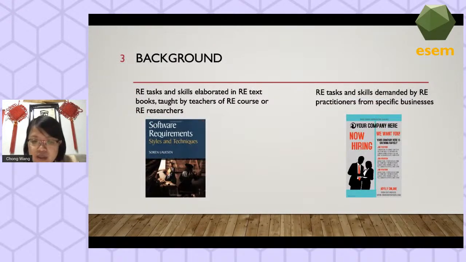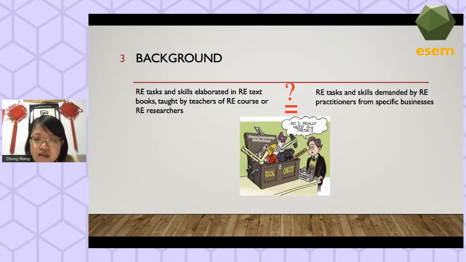First, the background. As we know, the RE tasks and skills have been elaborated in RE textbooks, and the teachers of RE courses in many universities teach students RE practices that align with these books. But in industry, RE practitioners are used to creating their own RE-related tasks and skills, reflecting not only their specific understanding of RE roles, but also the demands of specific businesses. Then we have a question: are the RE tasks and skills in textbooks the same as those in industry?